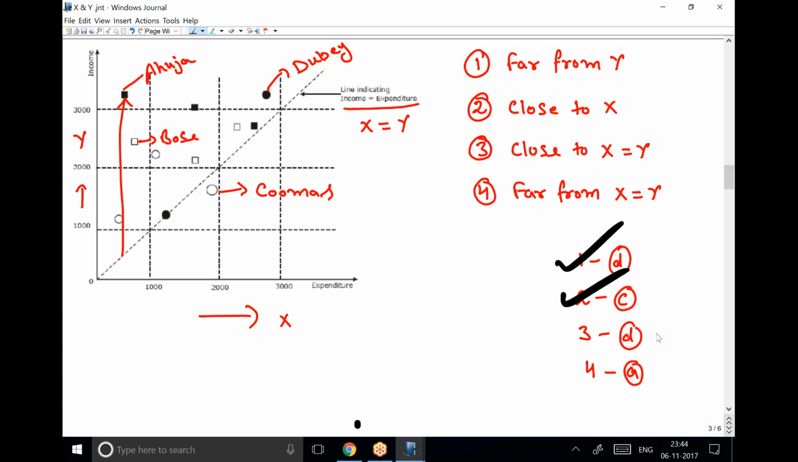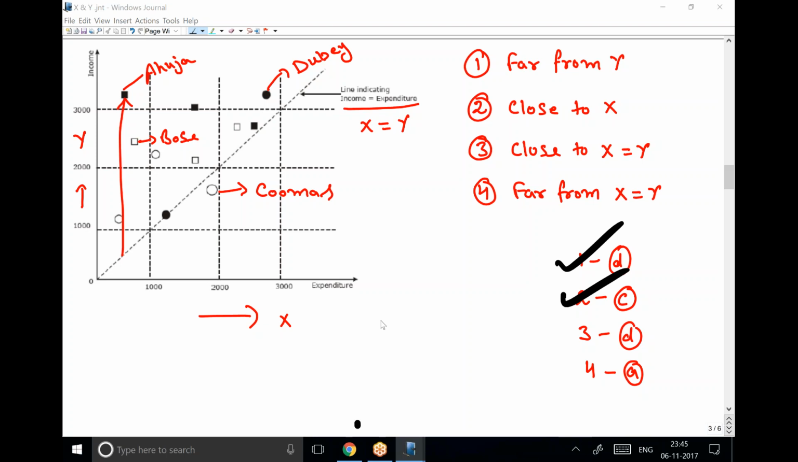Look at the next question. They're asking which family has the lowest average savings. How will you decide saving? When your income is equal to expenditure, there is no saving. So the lowest saving comes out to be when the number is very close to this particular line, when x is equal to y. So again, you can see the right answer for this question comes out to be Dubey, right? Because Dubeys are almost over this line. So that's why the right answer for this question is Dubey, which is answer option D again.